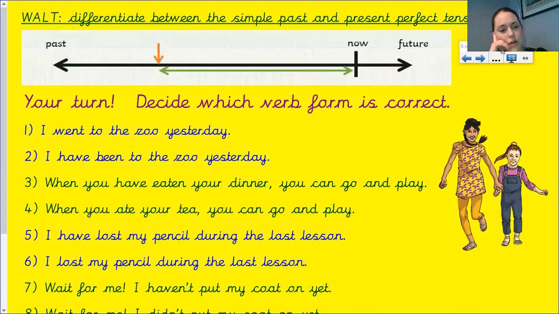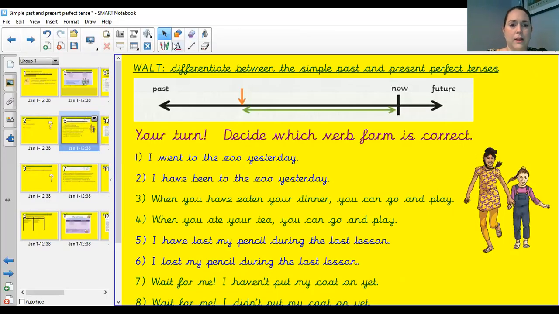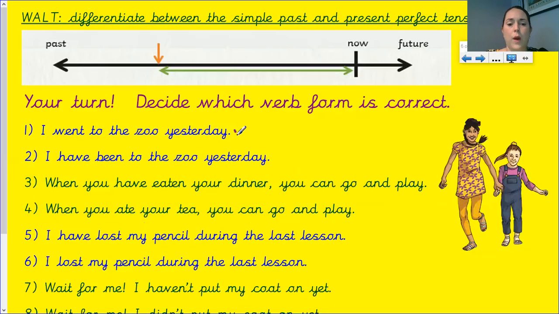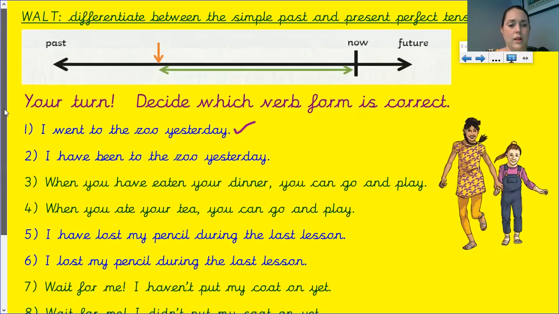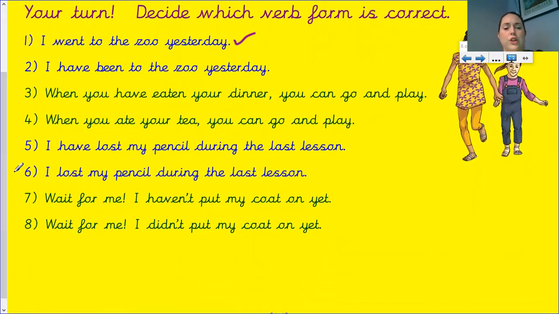Okay, next thing I want you to do, I want you to decide which of these sentences is correct. Okay. I went to the zoo yesterday. Or I have been to the zoo yesterday. Which one is correct? Let me get my pen so I can make it really clear. The correct one is I went to the zoo yesterday. What about the next one? When you have eaten your dinner, you can go and play. Or when you ate your tea, you can go and play. The first one is the correct one.